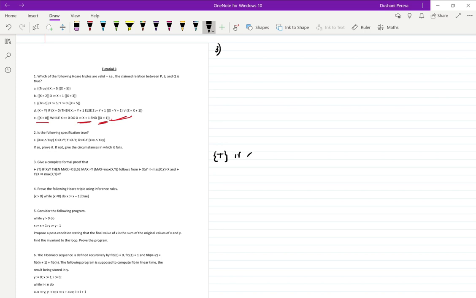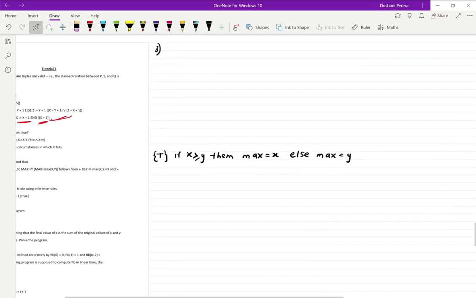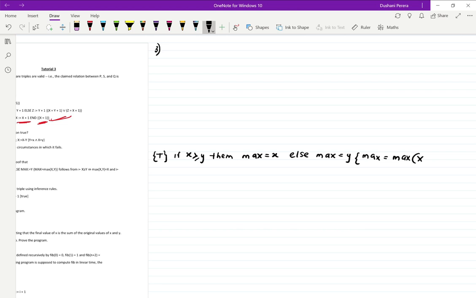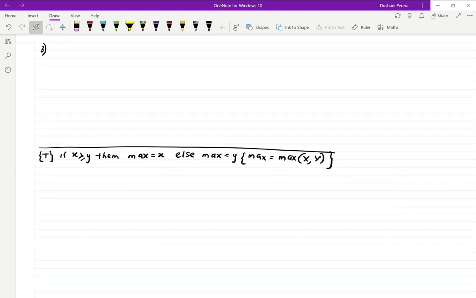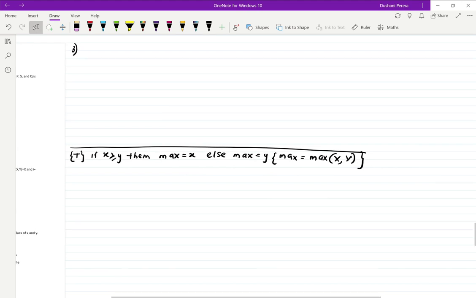If x is greater than or equal to y, then max equals x, else max equals y, max equals max xy. Okay, so here as we can see we need to use the rule for if.